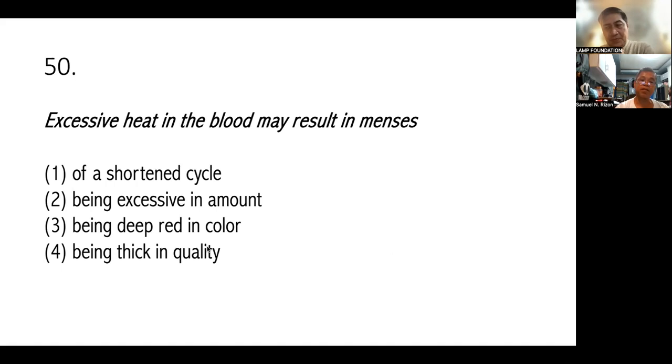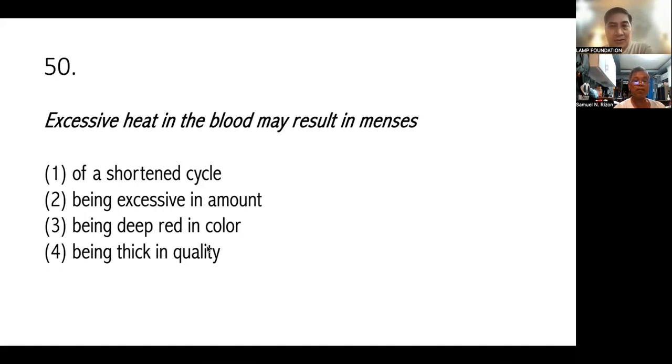Excessive heat in the blood may result in menses, a shortened cycle, deep red in color, quality. Lahat po yan, Doc, pag excessive heat. Shortened cycle. Ibig sabihin, grabe yung bleeding niya, no? Shortened cycle lang. Siguro after 1 week, bleed ulit. Okay. Maraming salamat, Ma'am Lynn.